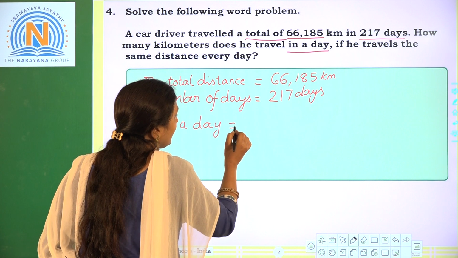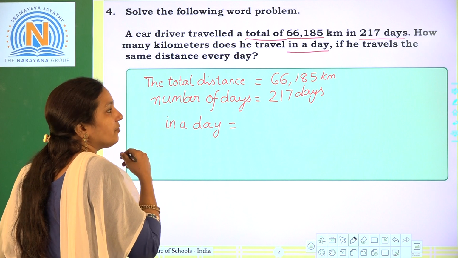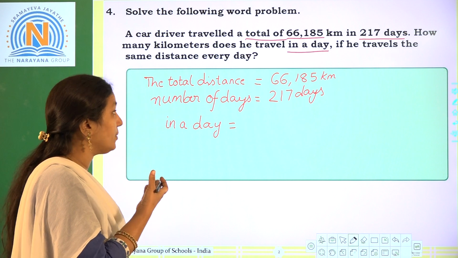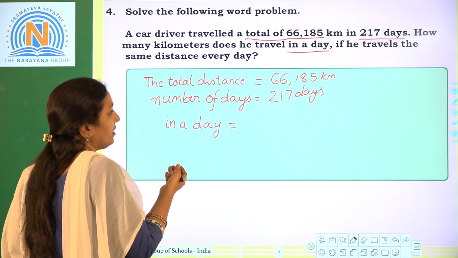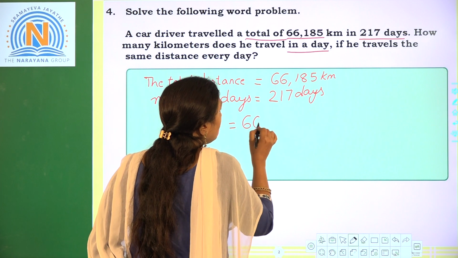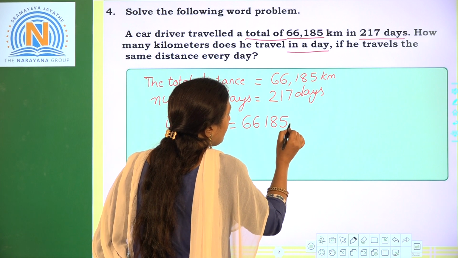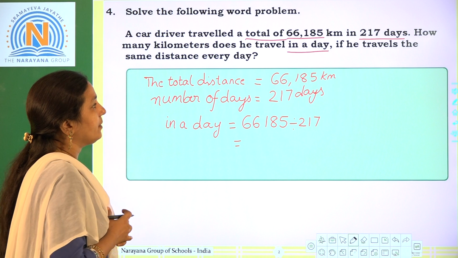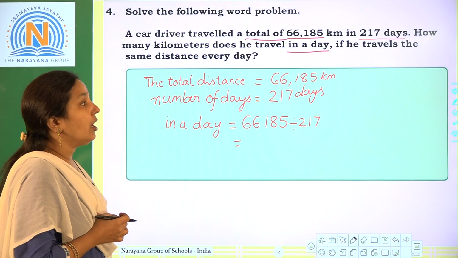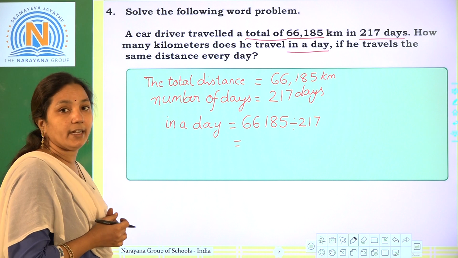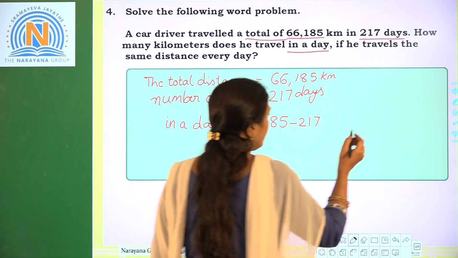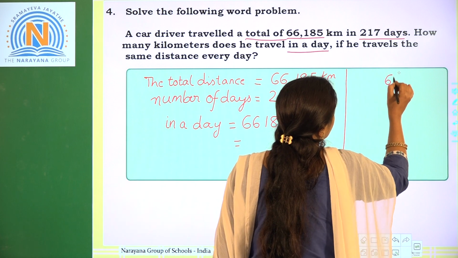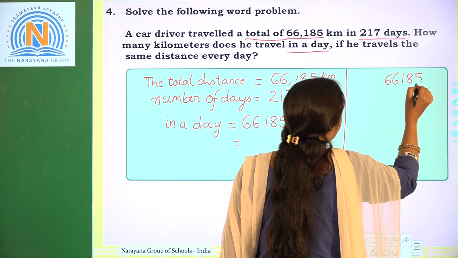So we know the total distance and the number of days. We have to find how many kilometers, how much distance he covered in a day. How to do that? 66,185 is divided by 217. You will get the distance covered by him in a day, or how many kilometers he travels in a day. Okay children.